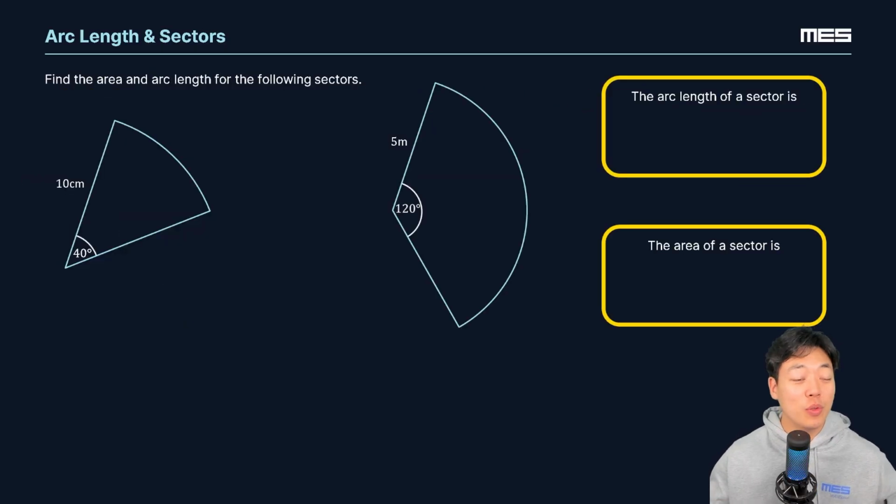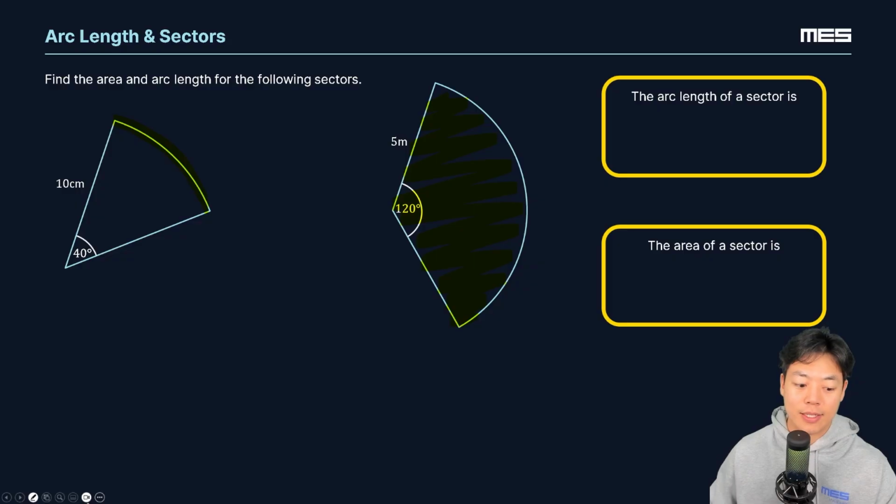All right, on to arc lengths and sectors. An arc length will be this highlighted portion right here. This will be our arc length right here. And the area of a sector would be all this shaded. Okay, so that's the difference between arc length and a sector.